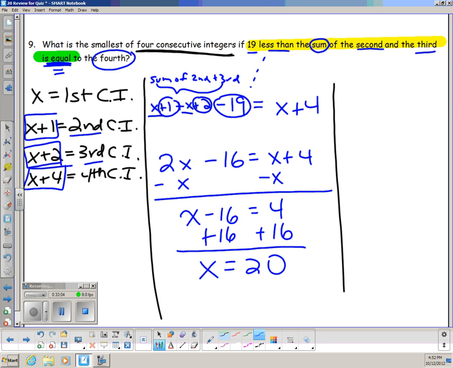The question says, what is the smallest of 4 consecutive integers? Well, that smallest would be the first one. And the first one is x. So x is the first or the smallest consecutive integer. And guess what? That's just 20. And we're done.